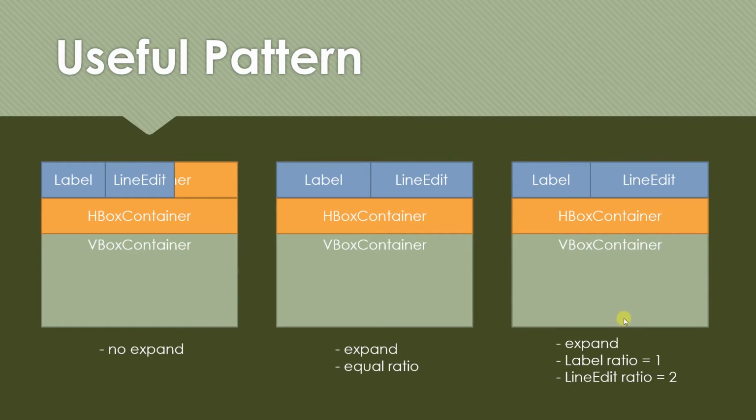Here, what I've done is I set both of these guys' expand flag on, and then I gave the label a stretch ratio of 1 and the line edit a stretch ratio of 2. Now what that's saying is that twice as much extra space goes to the line edit than the label. It's important to note that it's twice as much extra space, not twice as much space absolutely, okay? So this extra space, twice as much of it will go to the line edit as will go to the label. So hopefully that makes sense.